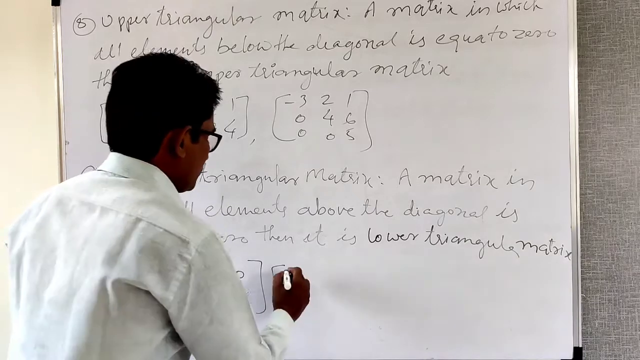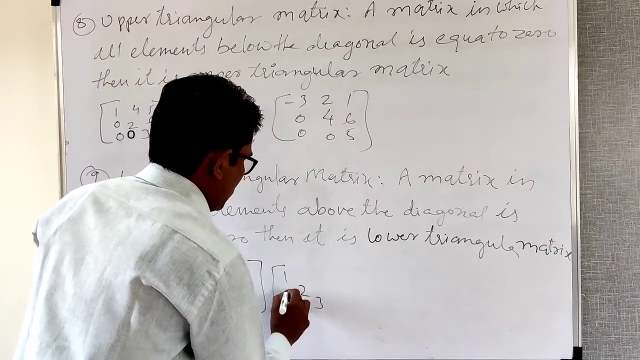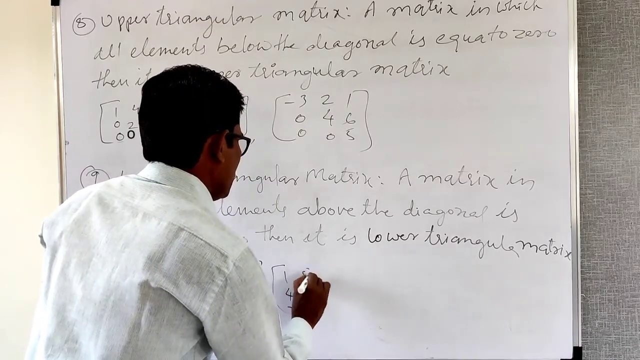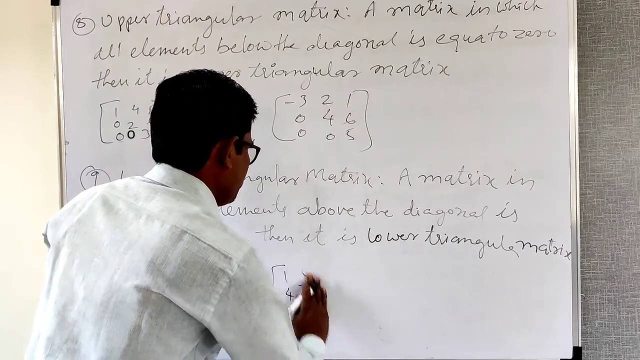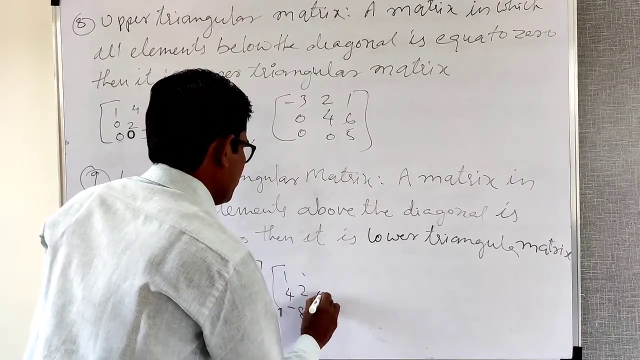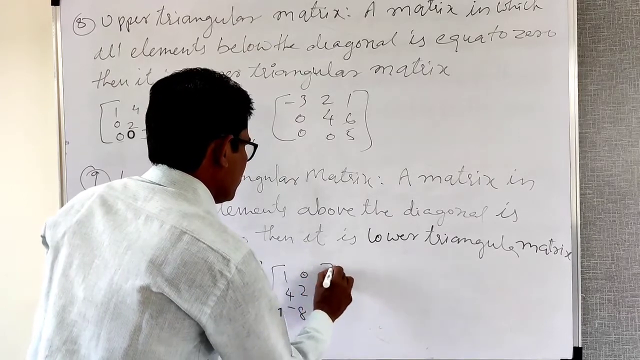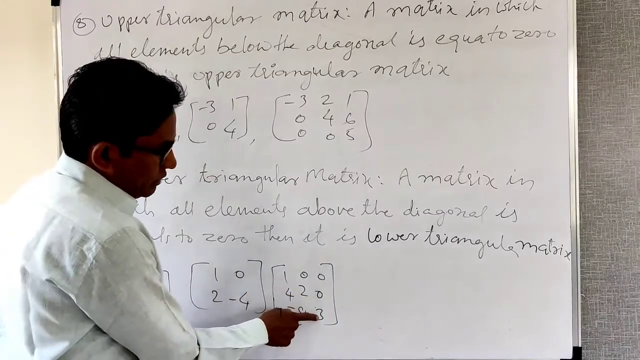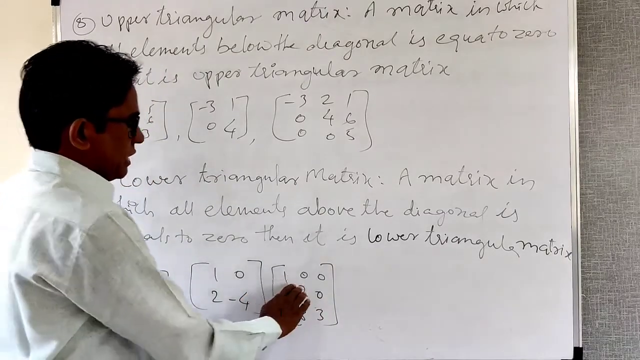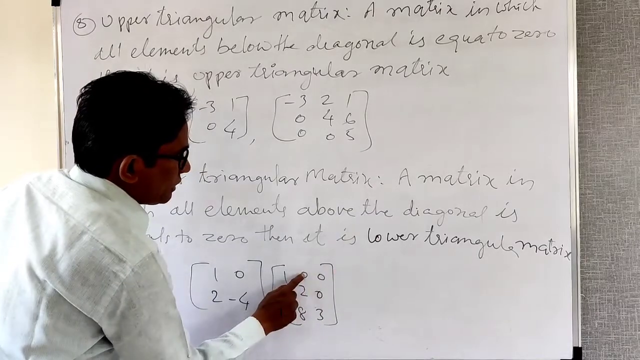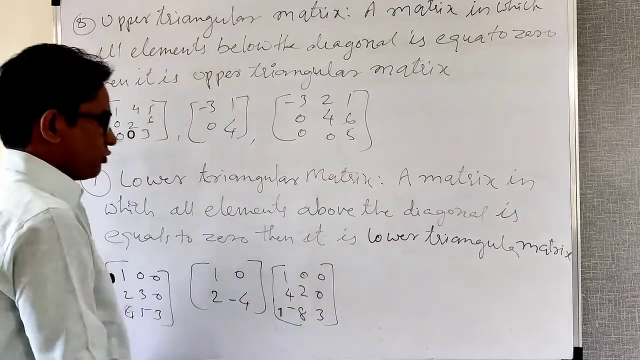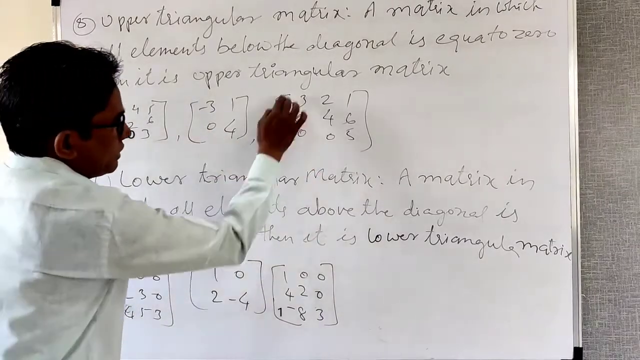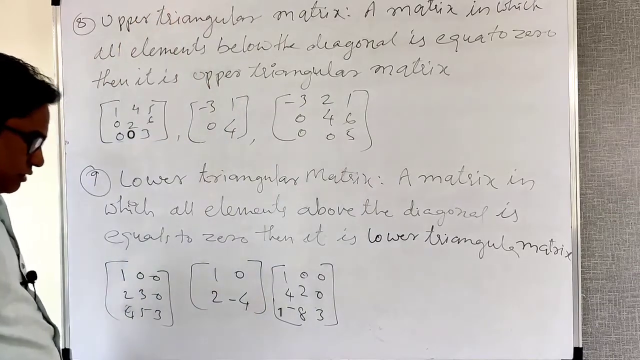Next: 1 0, 2 -4. Then 1 2 3, 4 -8 0, 0 0 0. Okay, 1 2 3 are the elements of the main diagonal. Above the main diagonal the remaining elements are 0, therefore it is lower. And below the diagonal the elements are 0, therefore it is an upper triangular matrix.